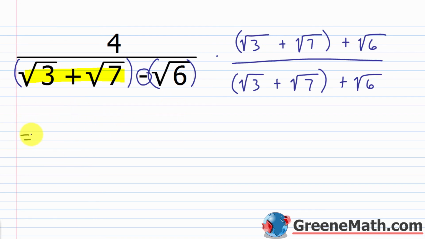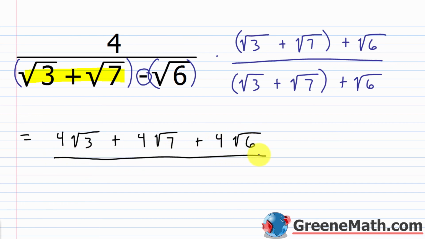So 4 times the square root of 3 would be 4 times the square root of 3. Then plus 4 times the square root of 7 is just 4 times the square root of 7. Then plus 4 times the square root of 6 is 4 times the square root of 6. Then this is all over.